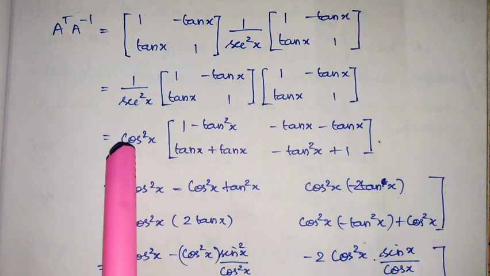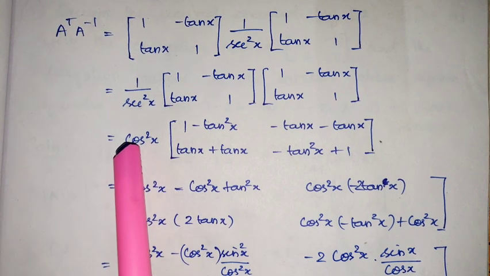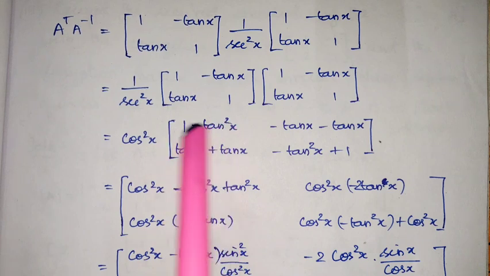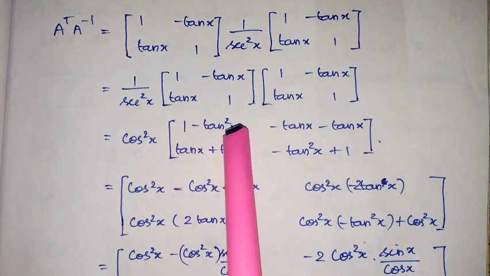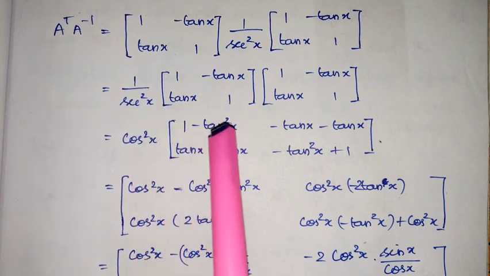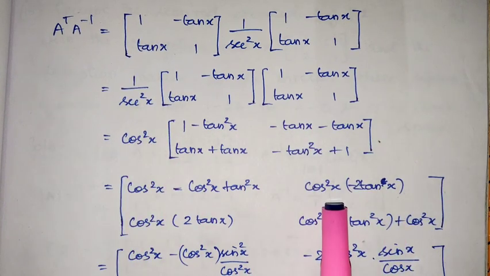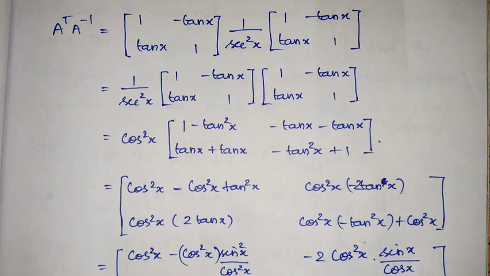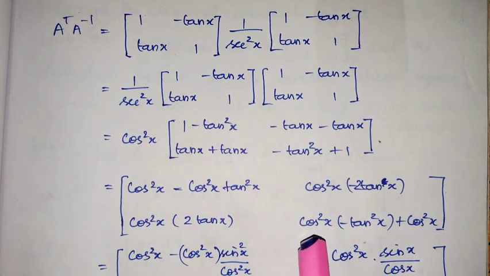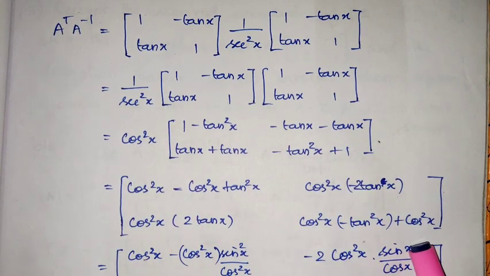Right. Now this cos square x has to be taken inside. So this cos square x has to be multiplied with this element, this, and also this. Here we have two separate terms. So here and also here we have to multiply. So 1 into cos square x is cos square x minus cos square x into tan square x. Here this is minus 2 tan x. So cos square x is written here. This is plus 2 tan x. So here also the cos square x is written. So here cos square x into tan square x. So minus tan square x into cos square x plus 1 into cos square x is cos square x.